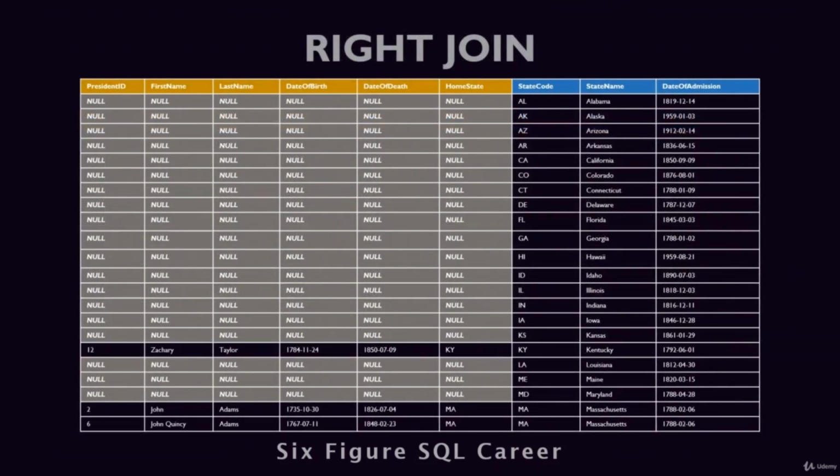In my right join, it works the other way. Now I'm bringing back all my state tables, and in my president columns, I'm returning values only where the join matches on both tables.